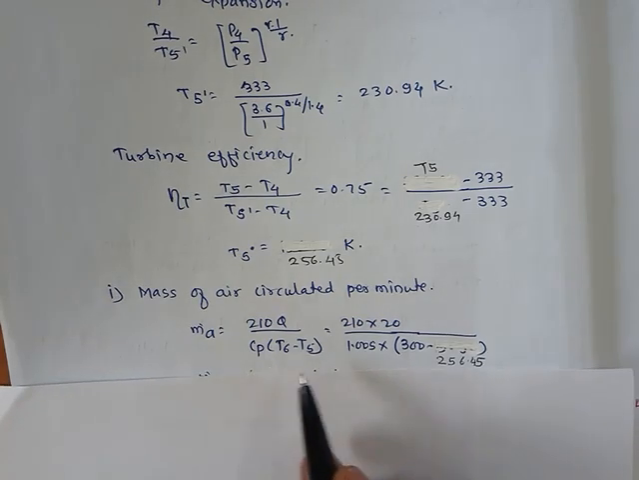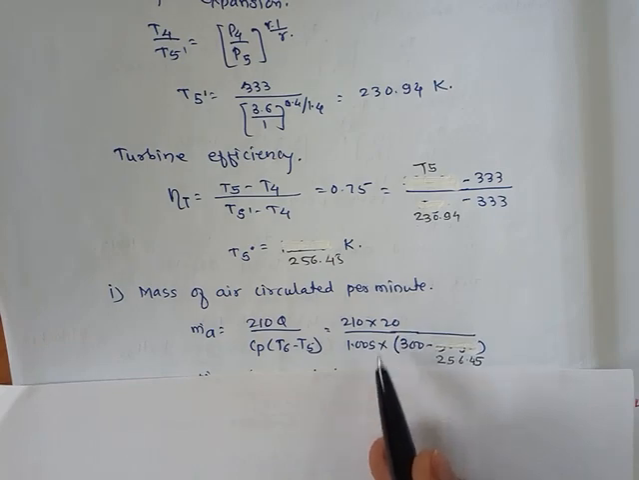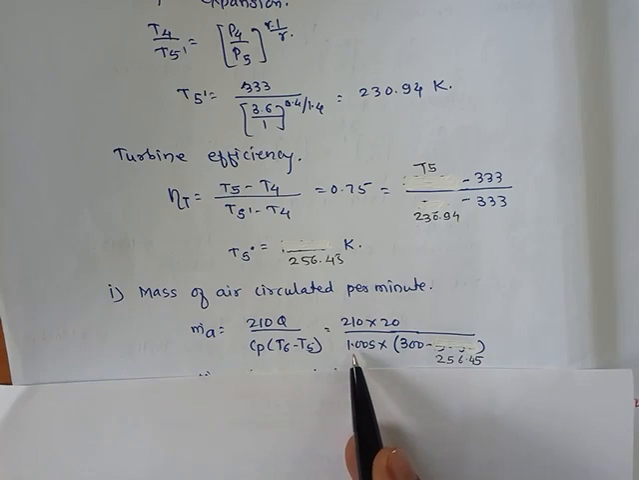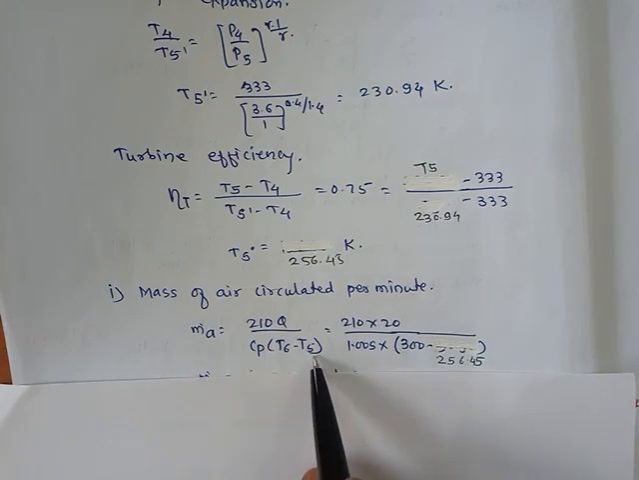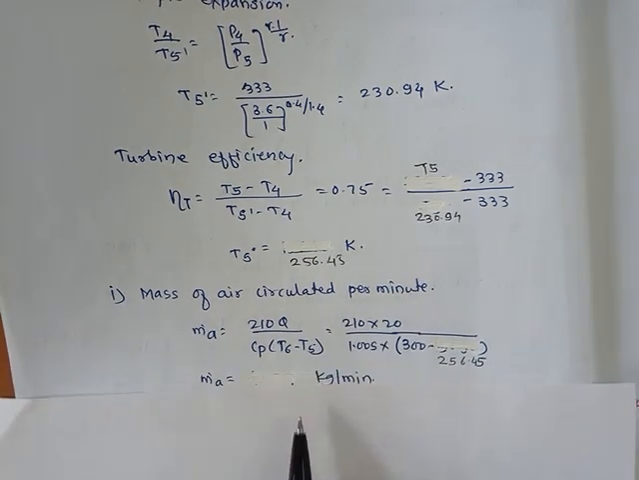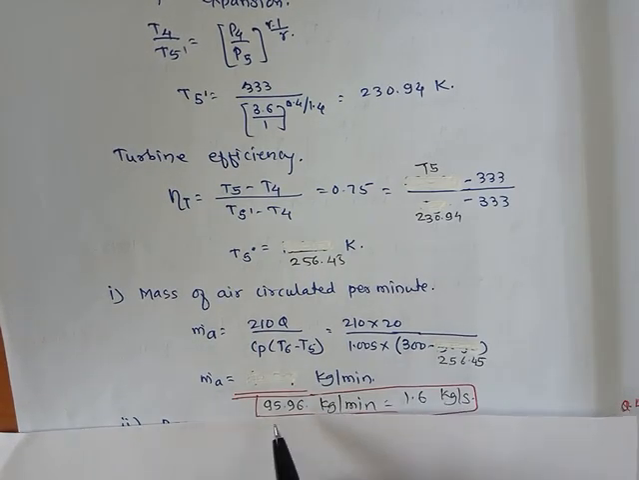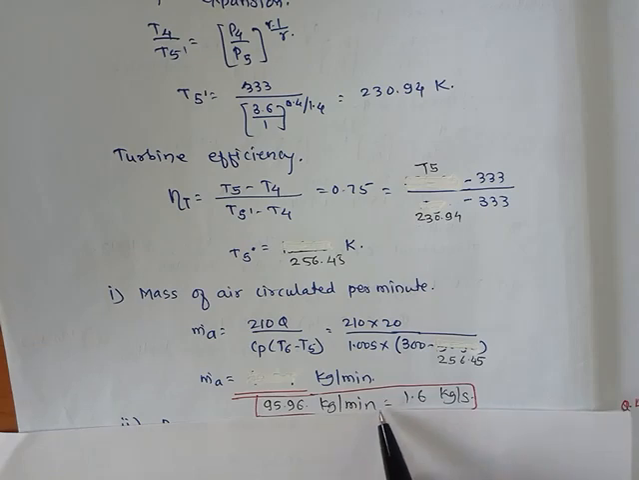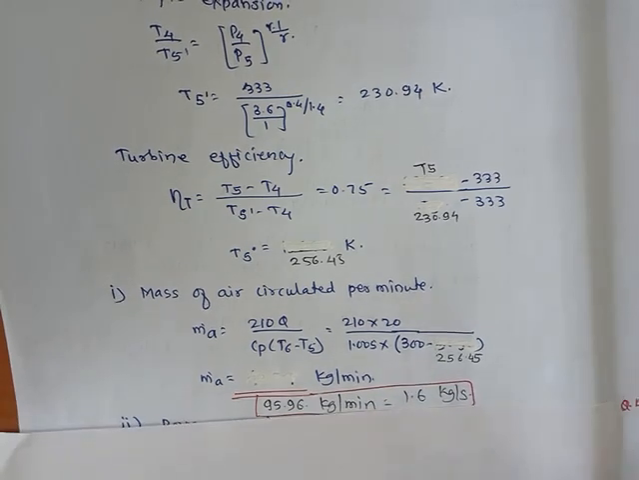So mass flow of air is equal to 210 Q divided by Cp in bracket T6 minus T5. Here we substitute 210 into 20, because 20 tons of refrigeration is our capacity, divided by Cp, 1.005, multiplied by T6 temperature, which is given as 300 Kelvin, minus the T5 temperature we have already calculated, 256.43. After solving this, we get the mass flow of air as 95.96 kg per minute. If you convert it into kg per second, it is 1.6 kg per second.